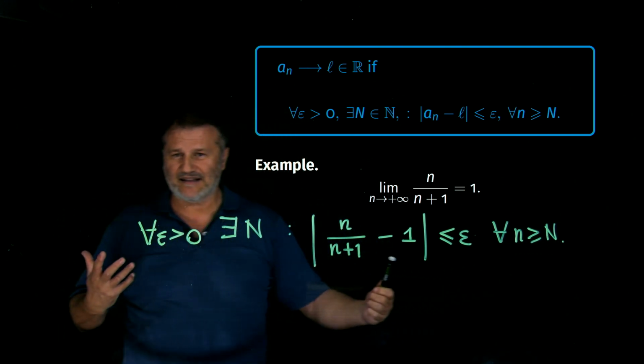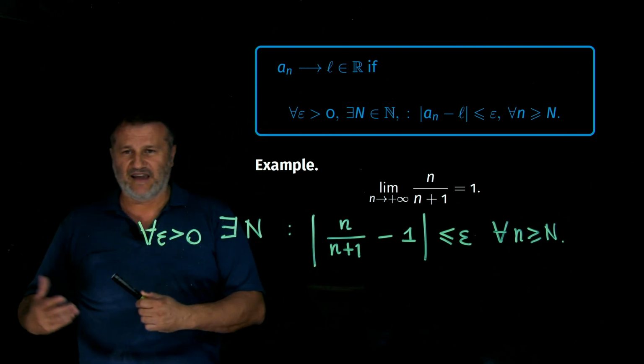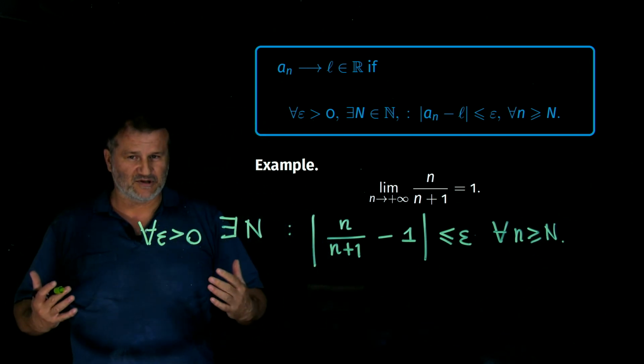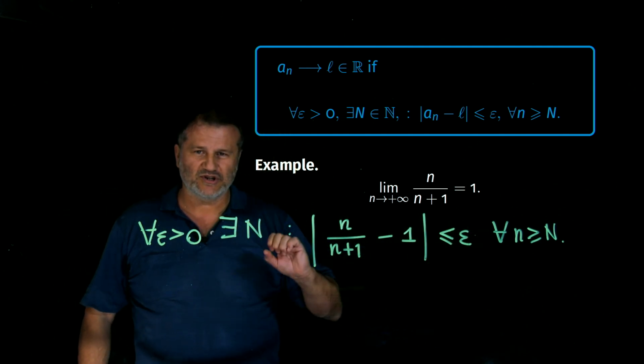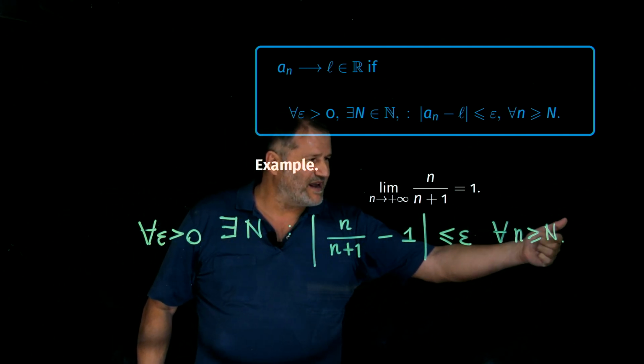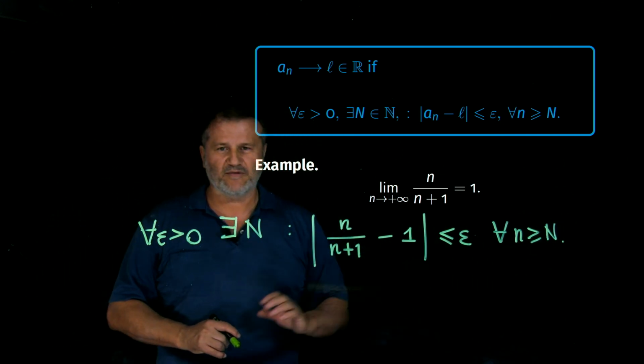And how can we do that? So we take this as an inequality and we solve it. So we find all the possible solutions. And we try to see if among all possible solutions there are all naturals greater than some capital N. So first of all, let's solve the inequality.